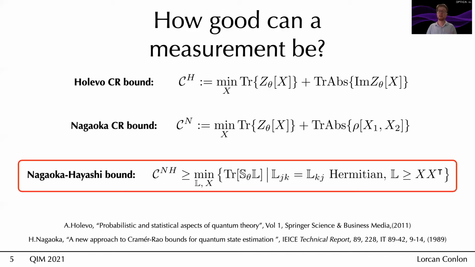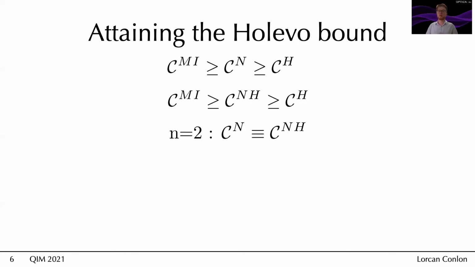And we now add a new bound to this list, the Nagaoka-Hayashi bound, which generalizes the Nagaoka bound to estimating more than two parameters. As this bound can be computed efficiently, it should be easily accessible. All of these bounds involve an optimization over Hermitian matrices. We'll now look at the difference between these bounds. So in his paper, Nagaoka introduced another bound, which he called the most informative bound, denoted here as CMI.